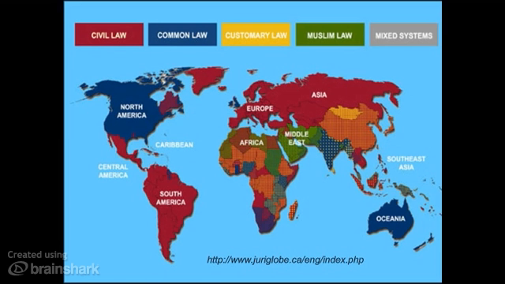So this is what you're going to see when you first click on JuraGlobe, this wonderful map that identifies through color coding what legal system each country is based upon. It can be really helpful. And if you take a look at, say, Africa, you're going to see that it's very colorful. There are many legal systems on that particular continent, and you can zoom in, and we'll see that on the next slide.